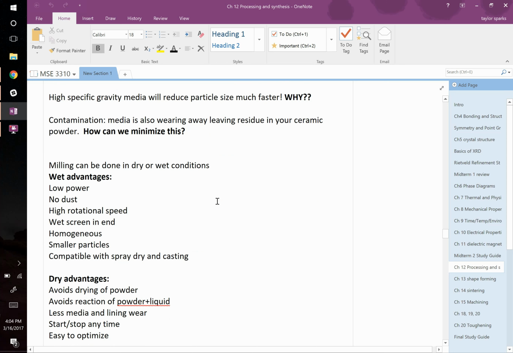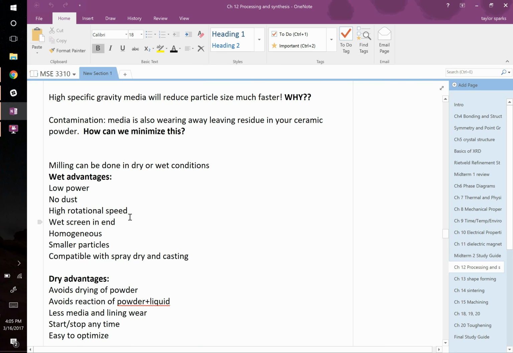If you do milling wet, meaning there is a solvent that your particles are placed in, there are advantages: you're going to consume less power, you're going to have no dust, ideally, and you can achieve high rotational speeds. You could then pair this with wet screening afterwards, and we know that wet screening is a little bit more efficient, assuming that you don't just clump back together again afterwards. You'll tend to get more homogeneous and smaller particles because you won't get things stuck, say, in the sides of the cup like that can happen in dry. It's also compatible with later spray drying and casting, both of which we'll be discussing soon.